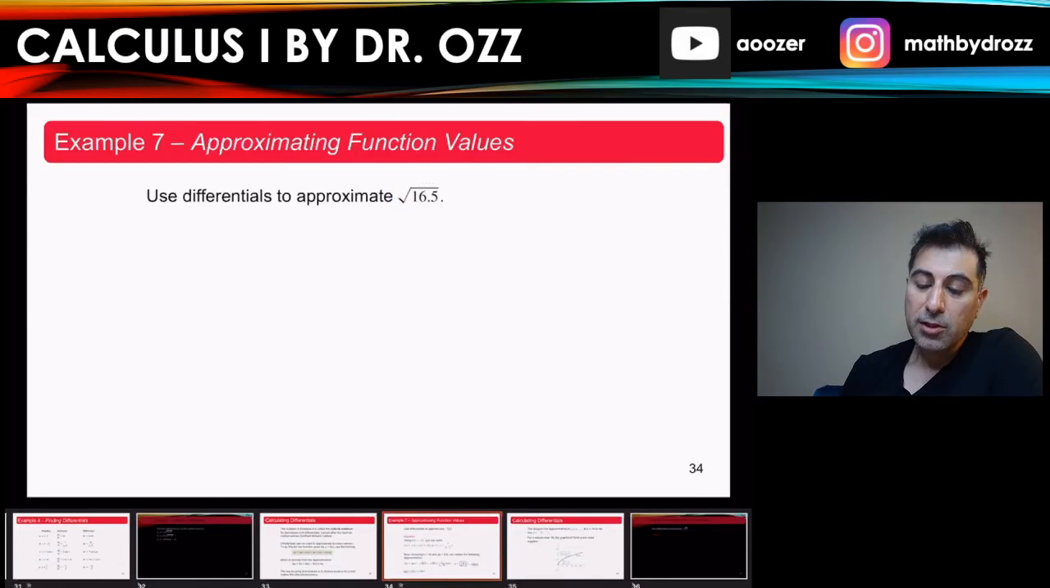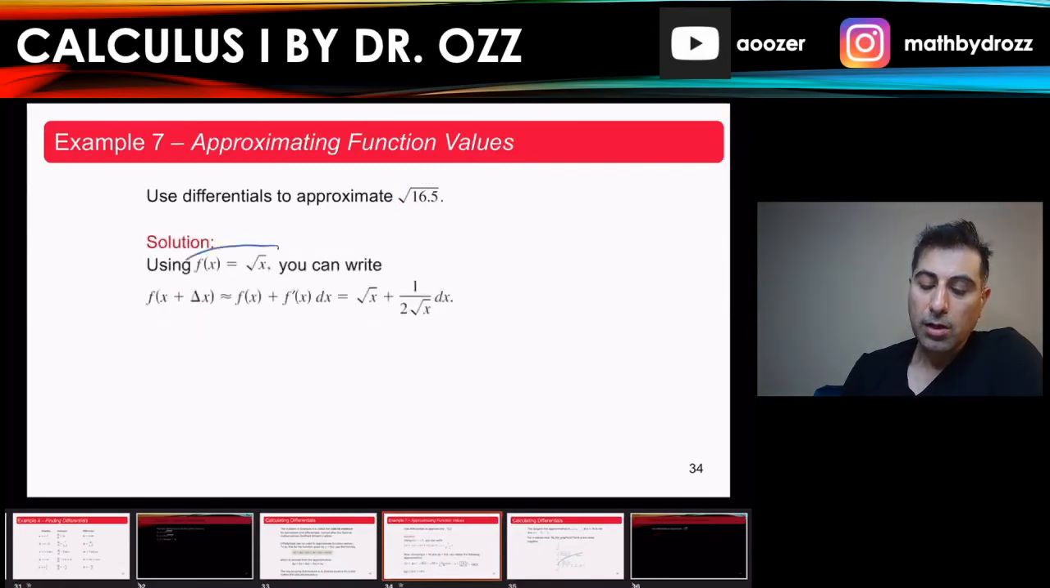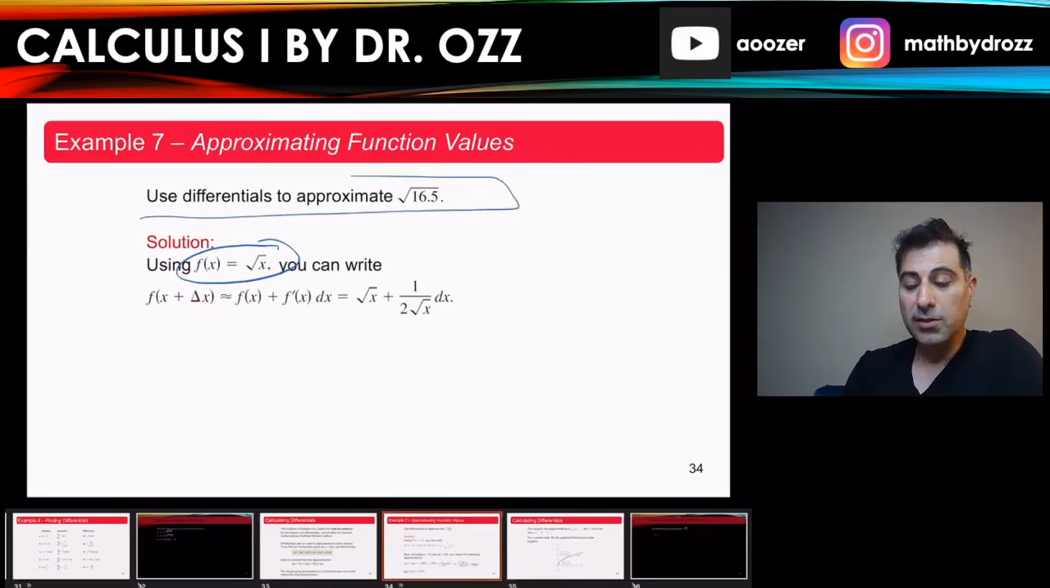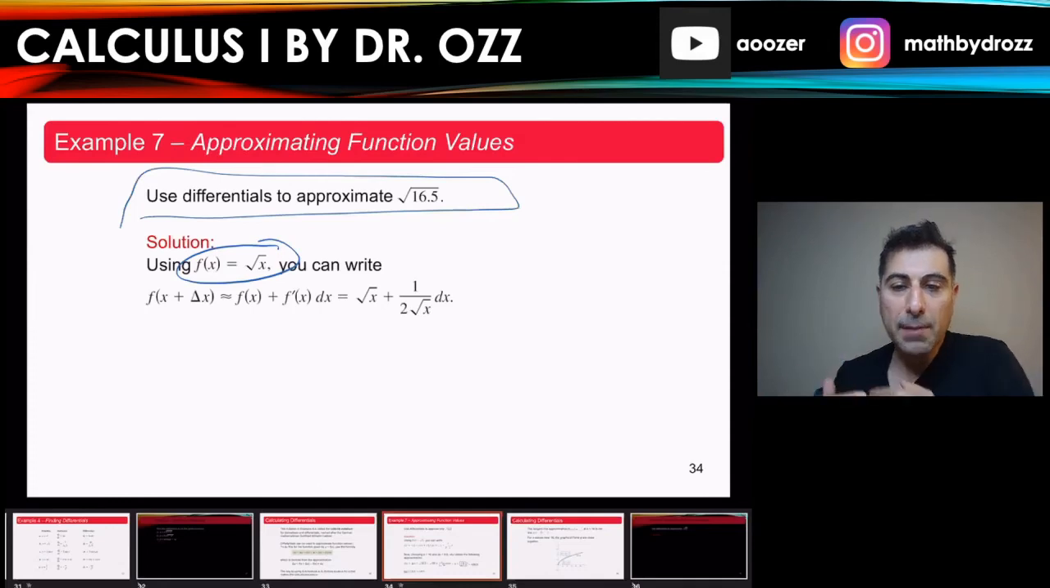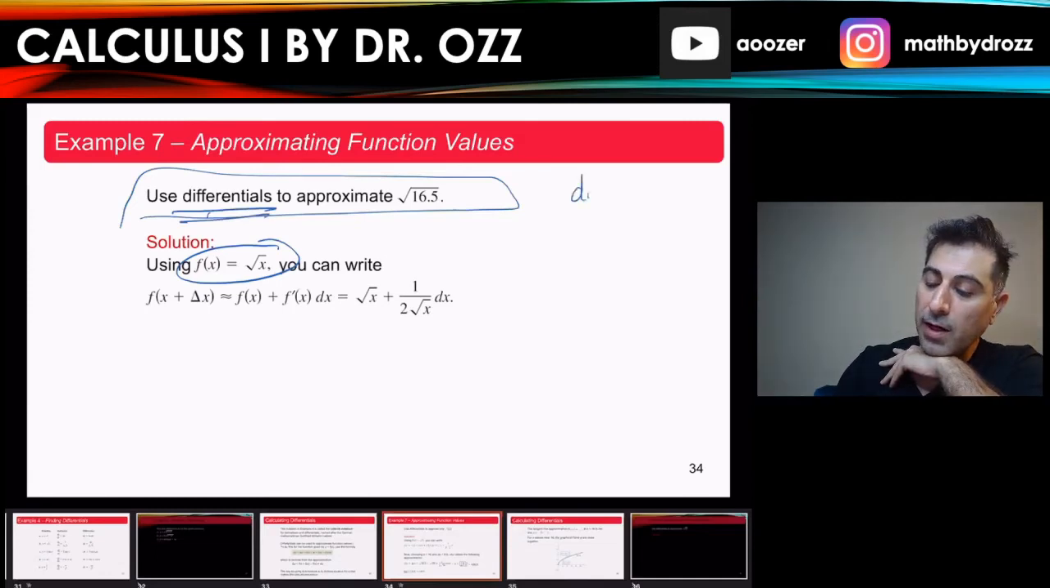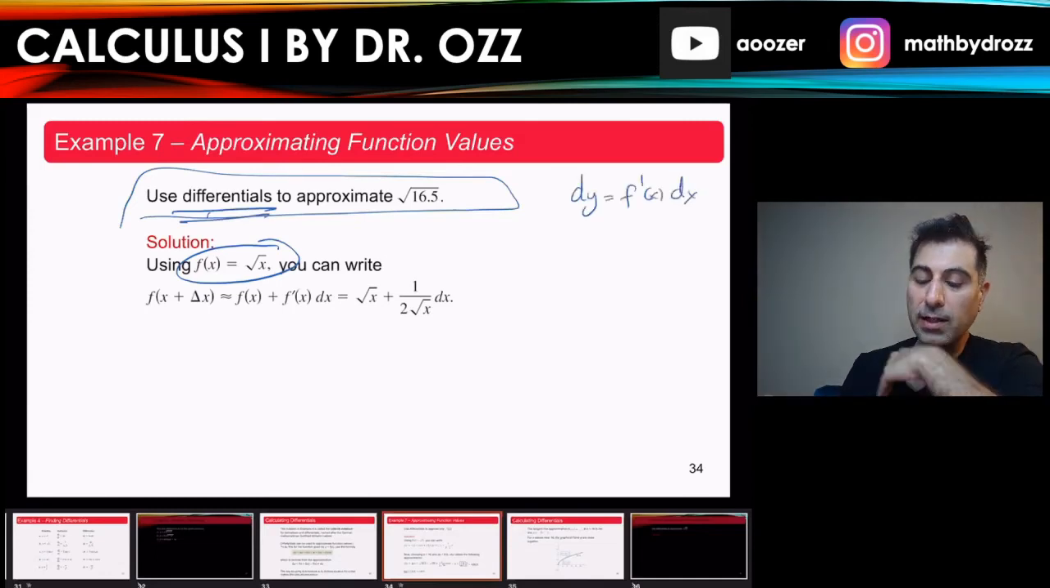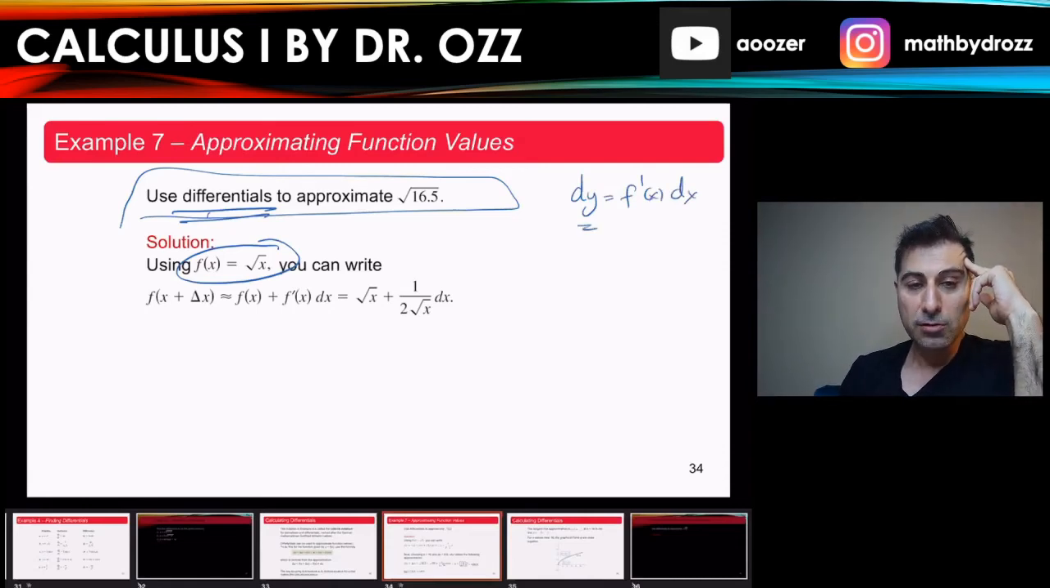So what I'm going to do here is choose the function to start with as radical x. As you see, there's no function specified in this problem, so you have to come up with this by yourself, because it says use differentials. To be able to use differentials, remember dy equals f prime of x dx. So I need to start with a function y equals f of x. In this case I'm going to use the root function to start with. And f of x plus delta x is approximated by its tangent line approximation, right? We just talked about that: f of x plus f prime of x delta x.